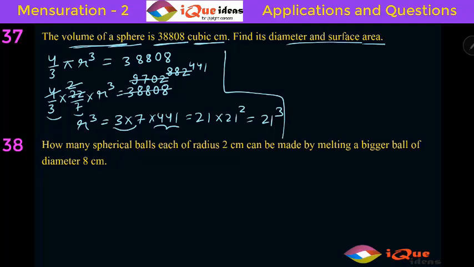Great. So what do we have? We have r cube equal to 21 cube. So that means r is equal to 21 centimeter.